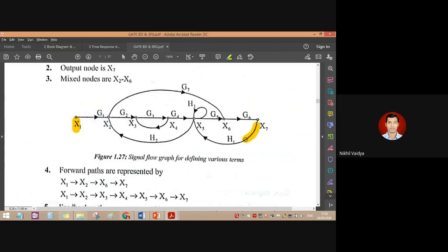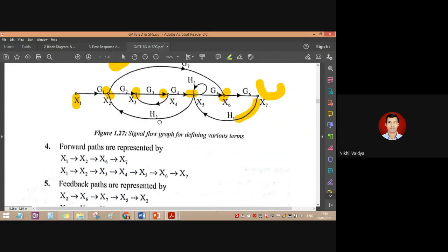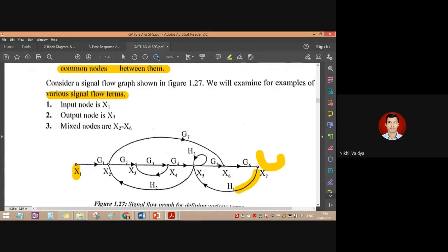But the exception is that if it is the extreme left node or extreme right node going towards the output, that can be considered as the output node. What are the mixed nodes here? X2 and X6. X2 has incoming and outgoing. X3 is also incoming and outgoing. So X2 to X6 are all mixed nodes, having incoming as well as outgoing branches.